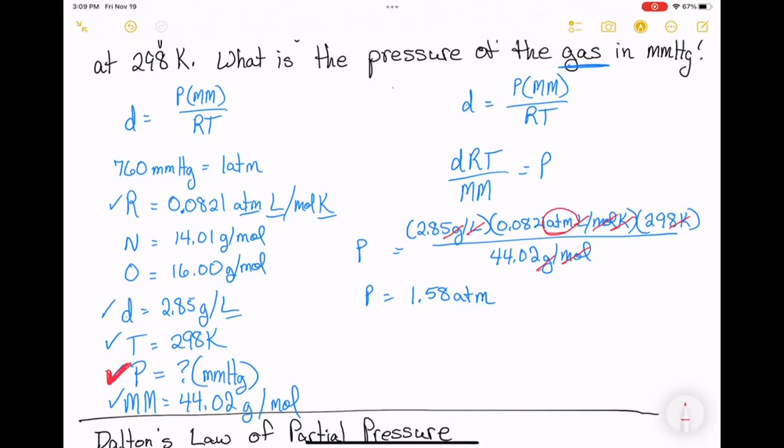So to get the actual answer I was asked for, I would need to convert this 1.58 atmospheres over to millimeters of mercury.